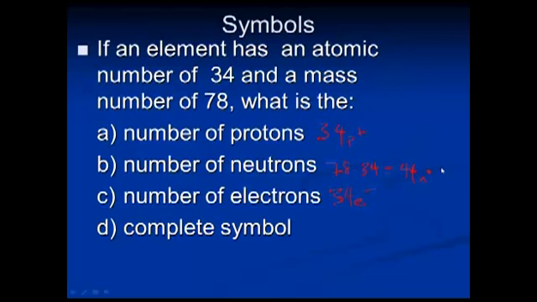The complete symbol comes from, here we have the mass, which is 78 on top. On the bottom is the atomic number, 34. And then you'll use this atomic number, 34, to find your symbol on the periodic table. So if you take a look on the periodic table, you find element 34 and you find selenium, Se. Okay. So that's how you would get your complete symbol, is again by looking at the atomic number or the number of protons.